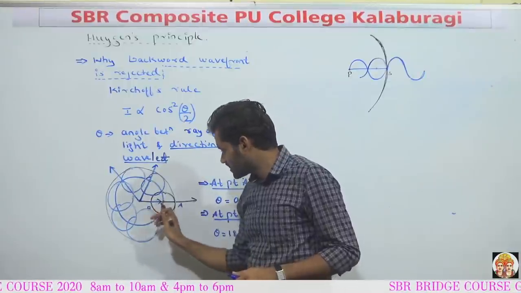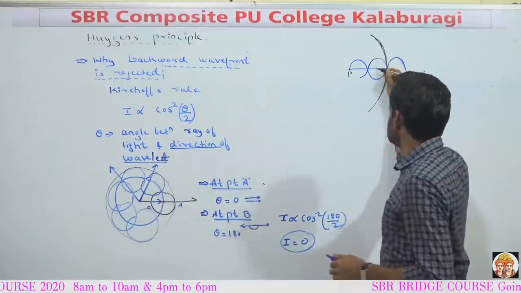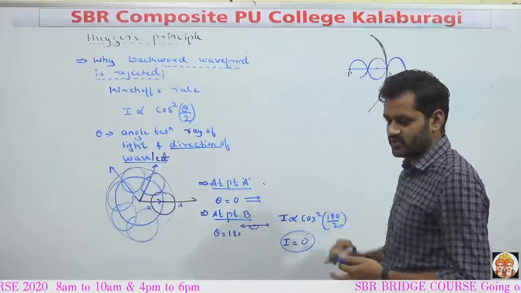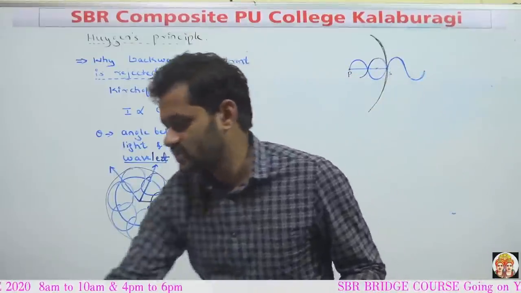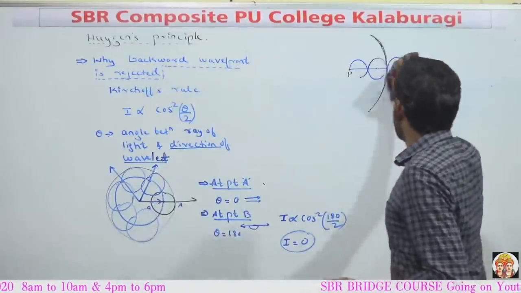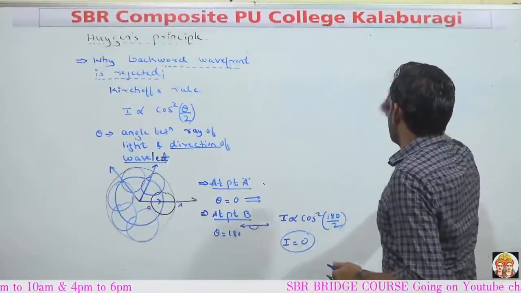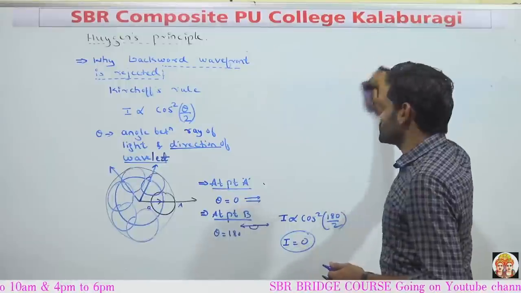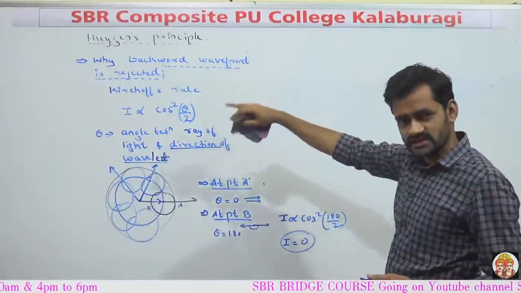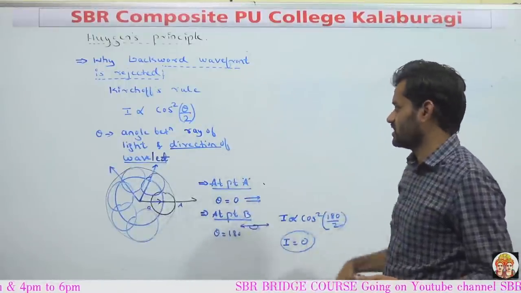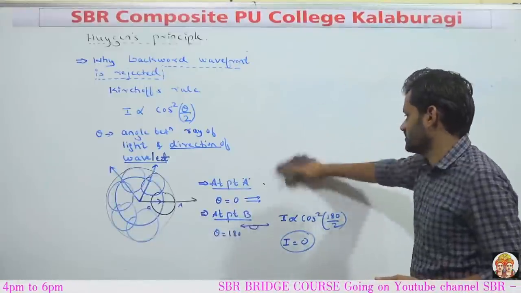If that energy propagates also, the intensity is what? Zero here, according to the principle of superposition of two waves. By taking superposition of waves also, we can explain why the backward wavefront does not result. And this is Kirchhoff's law also, we can explain. Okay.